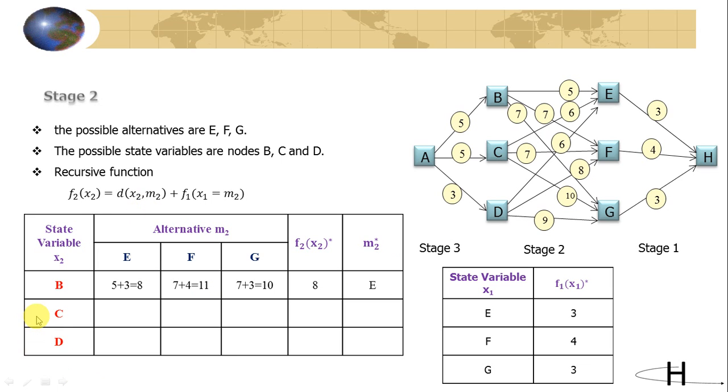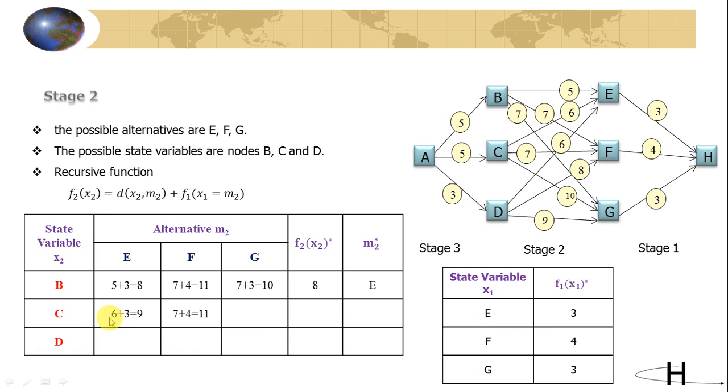Similarly, the salesman is at state C and wants to travel to city H via E. The time required from C to E is 6 plus f1 of x1 for E, which is 3. So 6 plus 3 is 9. From C to F to H, the time required is C to F, which is 7, and F to H, or f1 of x1 for F, which is 4. So it is 7 plus 4, 11.